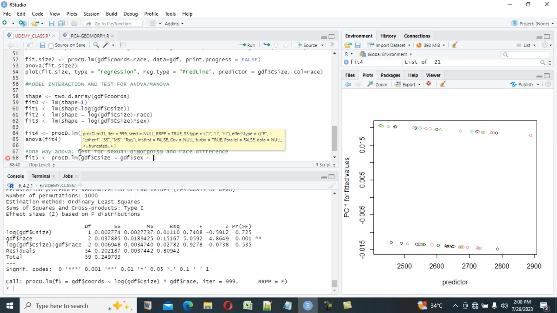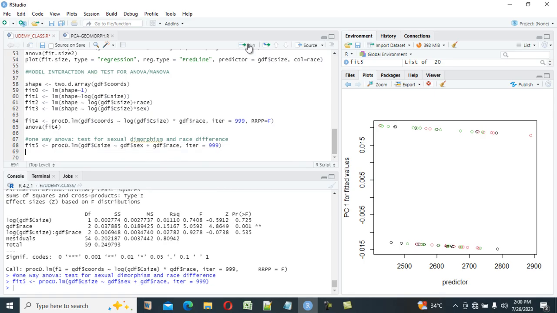Then we also have a GDF. Can just put race as well. So it doesn't matter. $race. Right. So on which iteration? Let's say iteration is equal to 999. Right. So here now you don't need to put RRPP anymore. So just run this one and see what we got there. So let's try and run this. All right. So let's perform ANOVA on this. ANOVA fit 5. This is one-way ANOVA now actually.